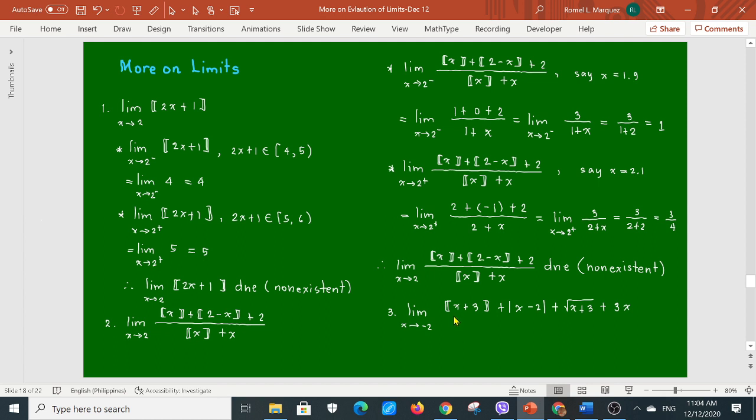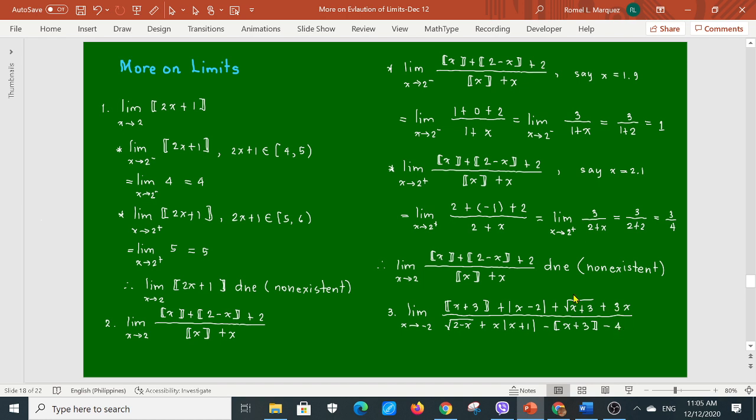Then all over, the denominator is the square root of 2 minus x, and then x times the absolute value of x plus 1, then minus the greatest integer of x plus 3, then minus 4.